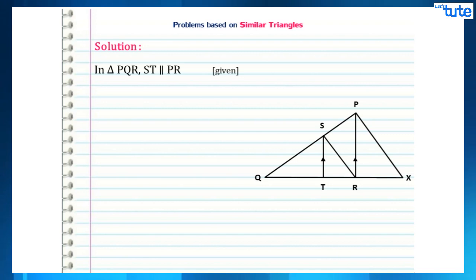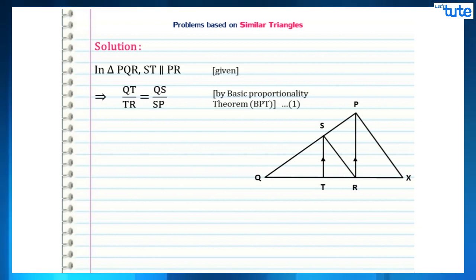In order to prove this, first, we'll consider triangle PQR, where, as given, ST is parallel to PR. Therefore, by applying basic proportionality theorem to this triangle, we get QT upon TR equals QS upon SP. We'll consider this as equation 1. Now, it's also given to us that QT upon TR equals QR upon RX. We'll consider this as equation 2.